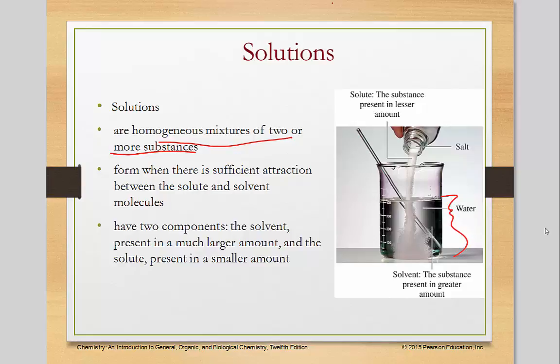Something that wouldn't be a homogeneous mixture would be peanut butter. If you open up a jar of peanut butter, you'll find some oil residue at the very top. It's separated out. That is not a homogeneous mixture.